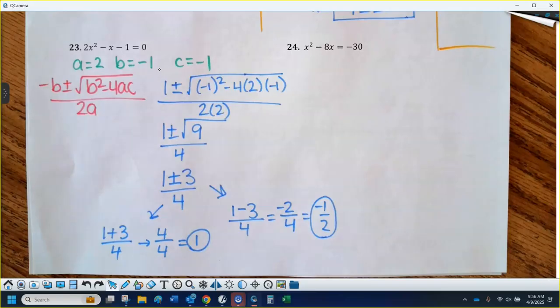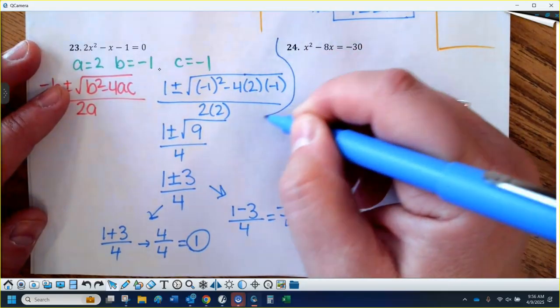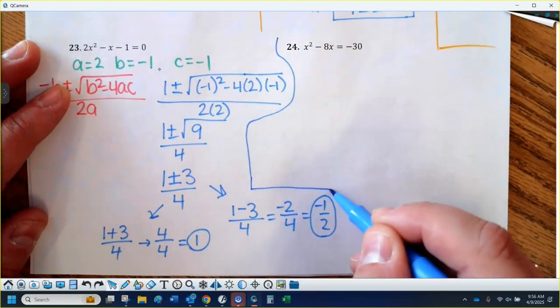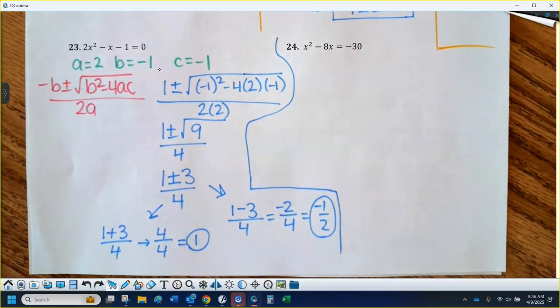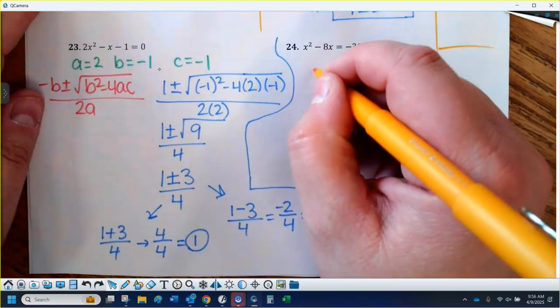Okay. Let's try one more here. And again, if you want to use quadratic formula, you could use that. Like I would add the 30 to the other side. I might recommend completing the square on this only because the b value is negative 8 and that's even. So I might just do completing the square.